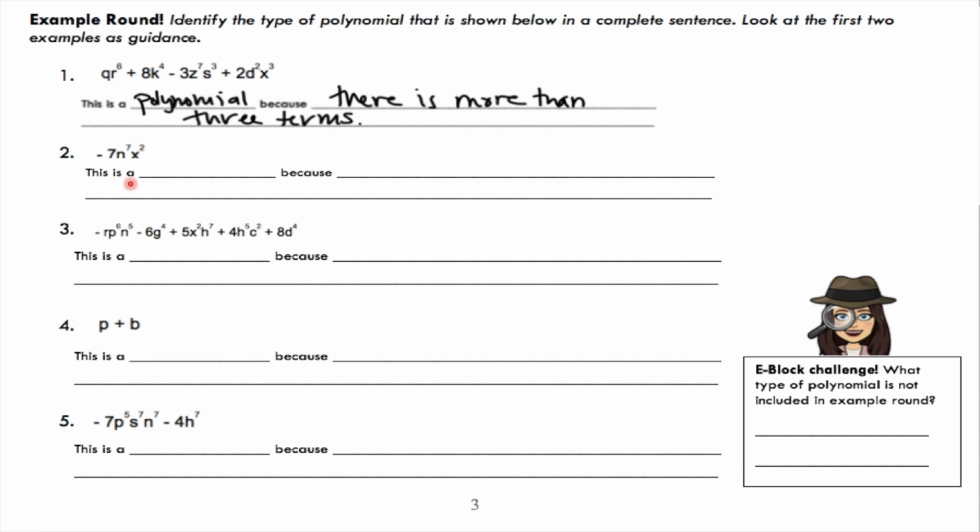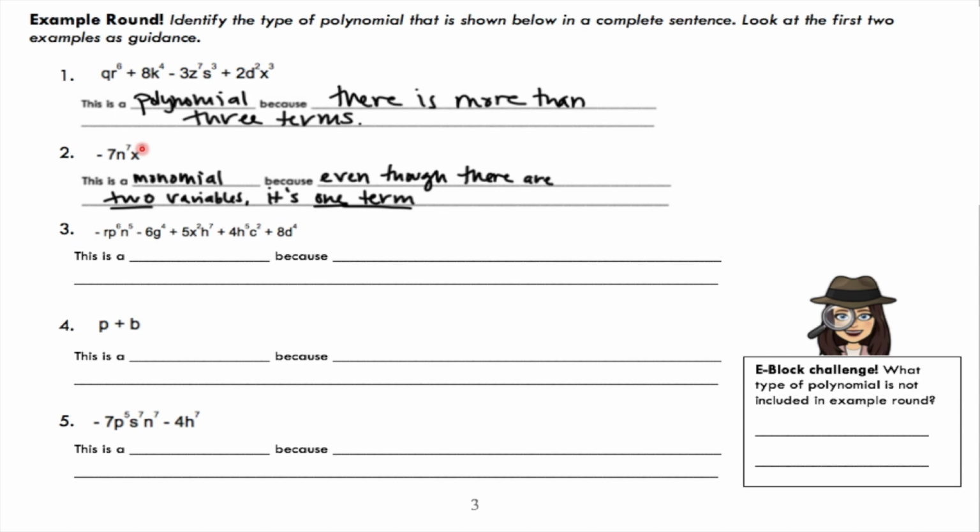So for number 2, we can see that it's negative 7n to the 7th x squared. It might be tempting here to say that this is a binomial because you see 2 variables, but the variables are being multiplied together. They're not separated by addition or subtraction, so this is actually a monomial because even though there are 2 variables, it's only one term. The 2 variables are being multiplied together.